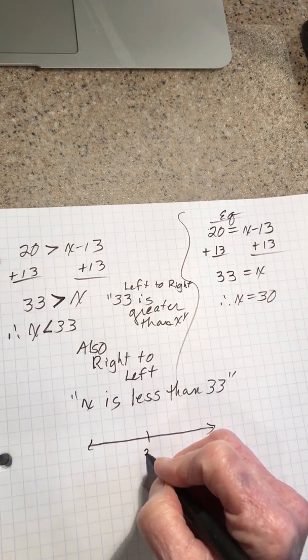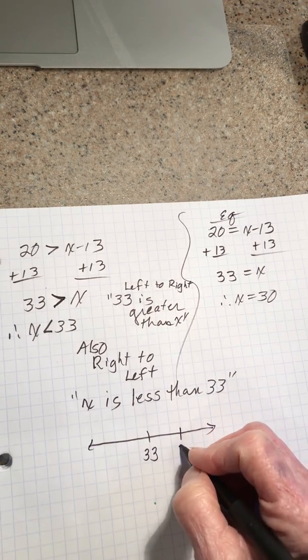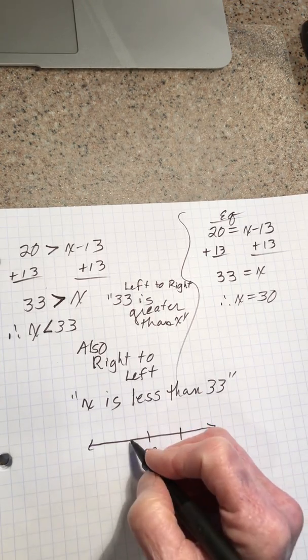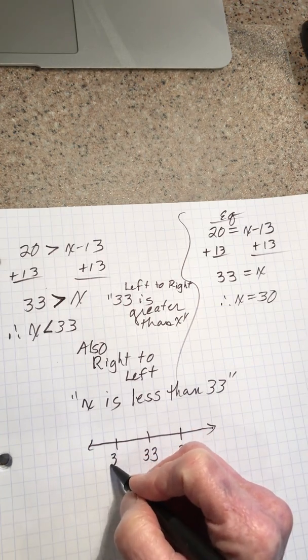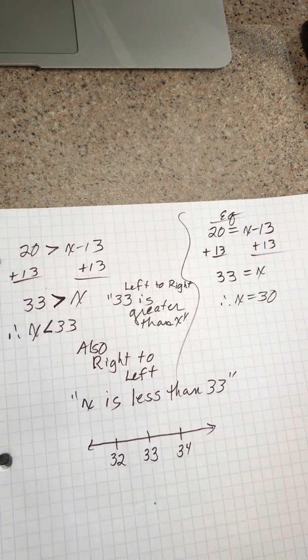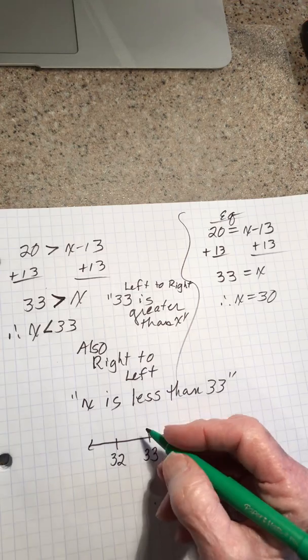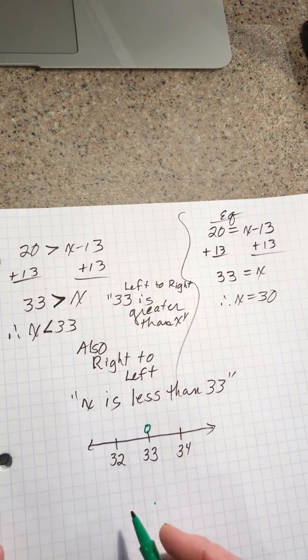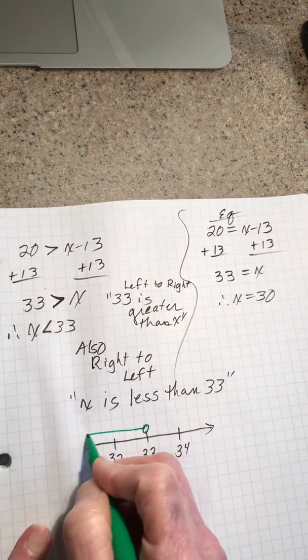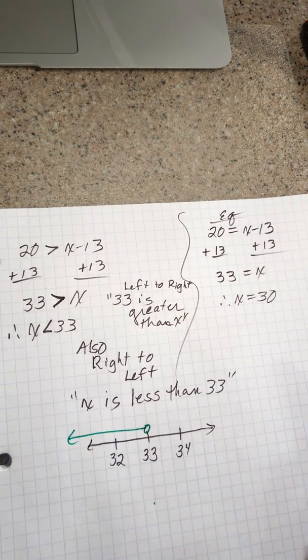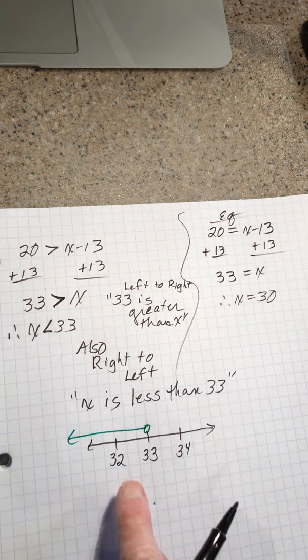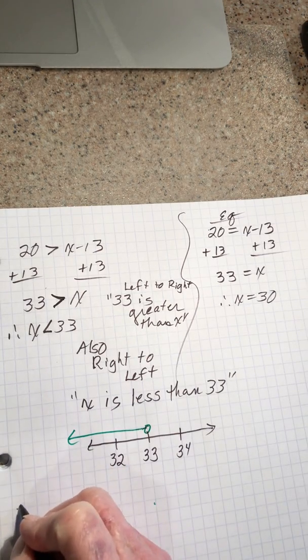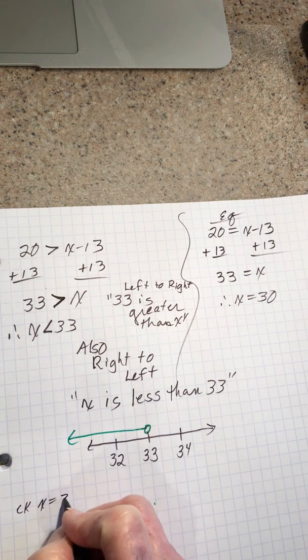Okay, so I'm going to put 33 here. I'm going to put 34 here and 32 here. Okay, and then our graphing, x is less than 33, cannot be 33, so it's open. So I think it goes this way. Easiest number, less than 33. We could use 32. We could use 0. Since 32 is there, let's check that. Let's check x equals 32.